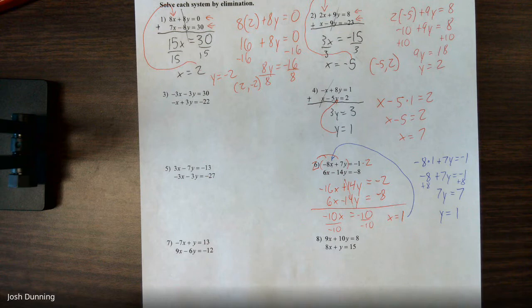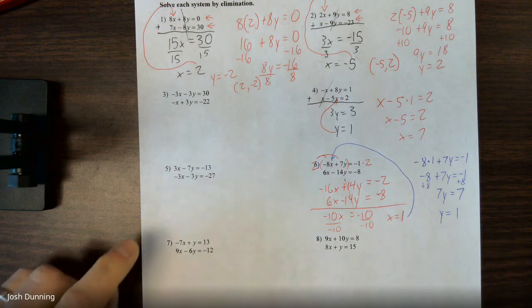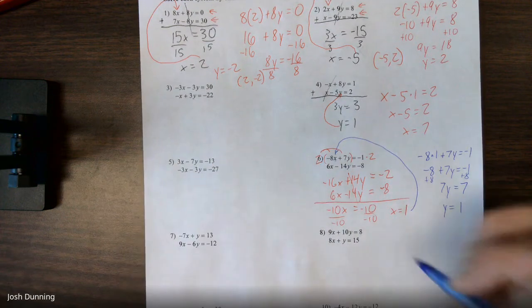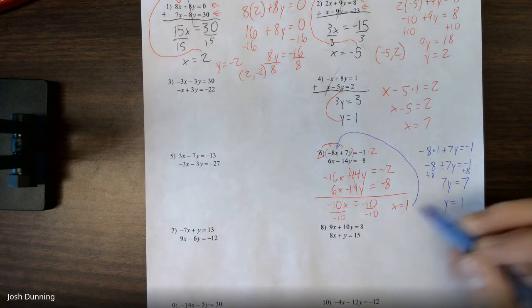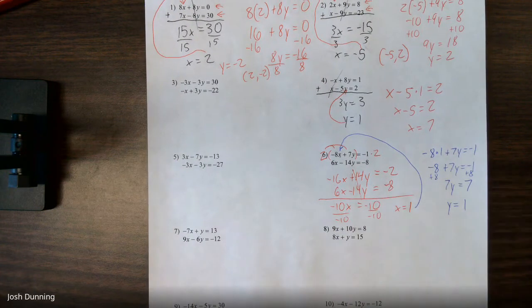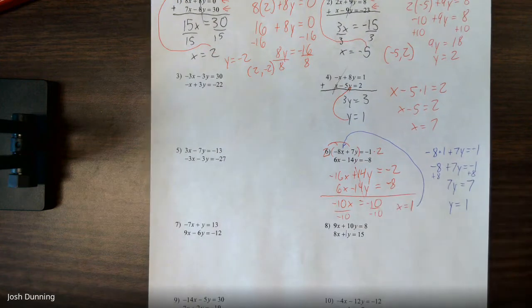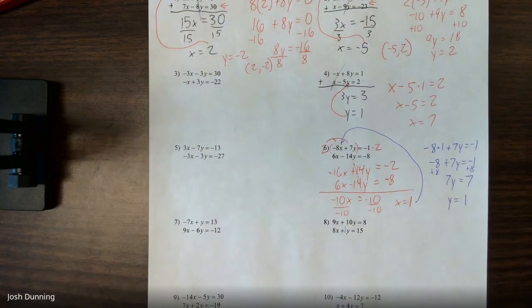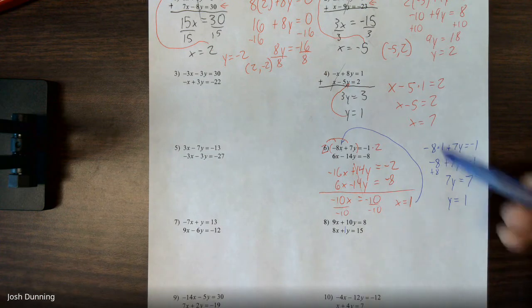Now, if we keep looking through here, I'm gonna skip 7. Number 8. Well, by multiplying with whole numbers, I can't turn an 8 into a 9. I can't turn a 9 into an 8, obviously, either, without using fractions. We don't want to do that. If we look at the y's, this is a 1. I can turn a 1 into a 10 by multiplying by 10. That's pretty easy.